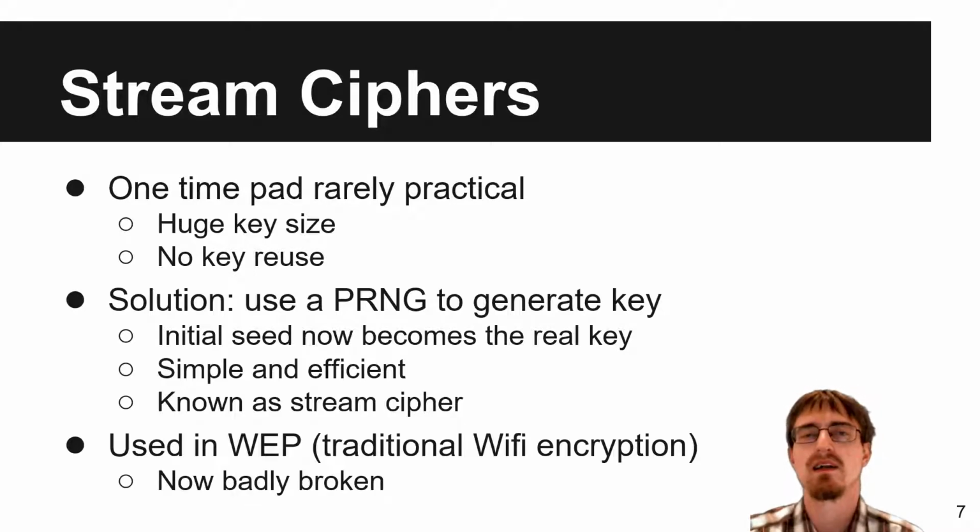In particular, WEP, the wired equivalent privacy, was an original protocol used for Wi-Fi encryption. And this was badly broken. And this was also a stream cipher. So it's not necessarily the case that every stream cipher is bad, but the construction is somewhat risky because it's a very simple construct and is hence relatively easy to analyze.